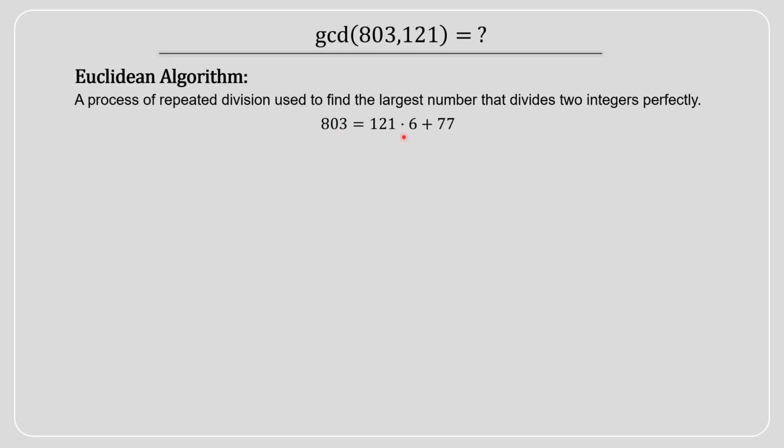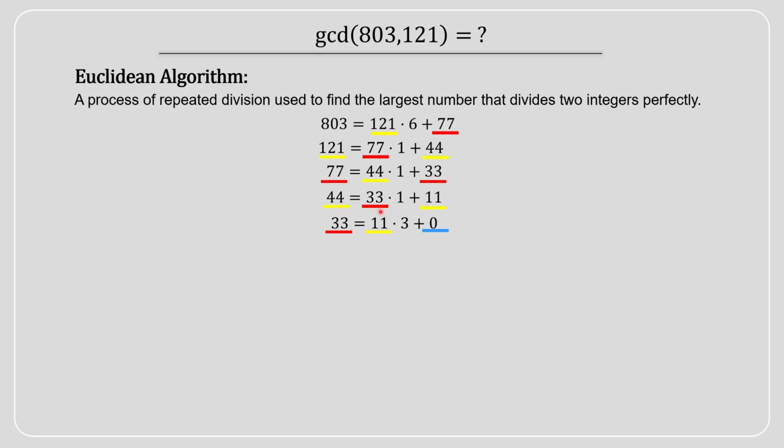So basically over here, what we're doing is trying to find this remainder. This is the 6, how many times 121 fits into 803, and that's the remainder over here, the 77. Now we're going to keep repeating it. We take this 121, put it down over here, and take the 77 and put it over here. Now, 77 goes one time inside of 121, and we're left with a remainder of 44. So now you do it again. You bring down the 77 and the 44, and now you've got a remainder of 33.